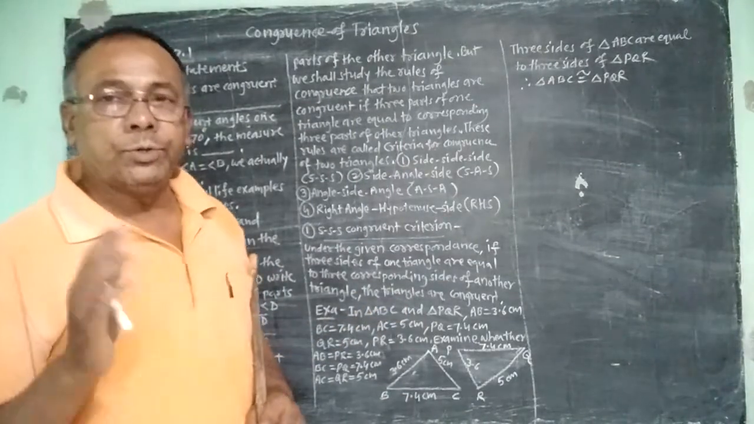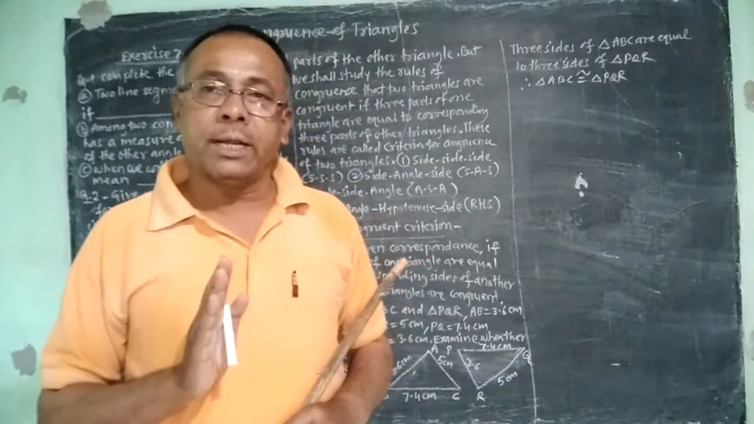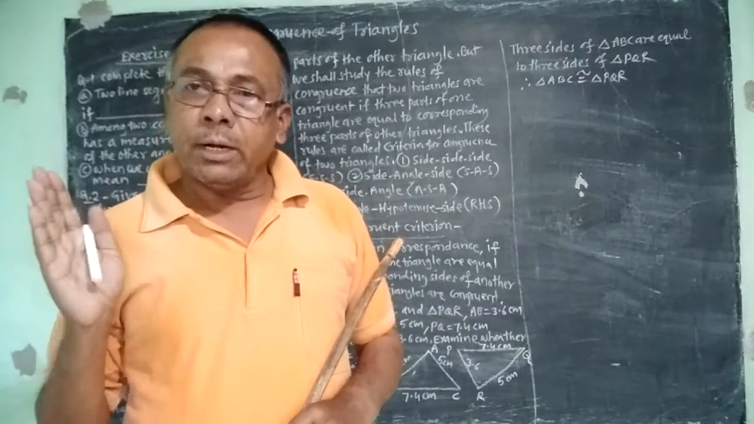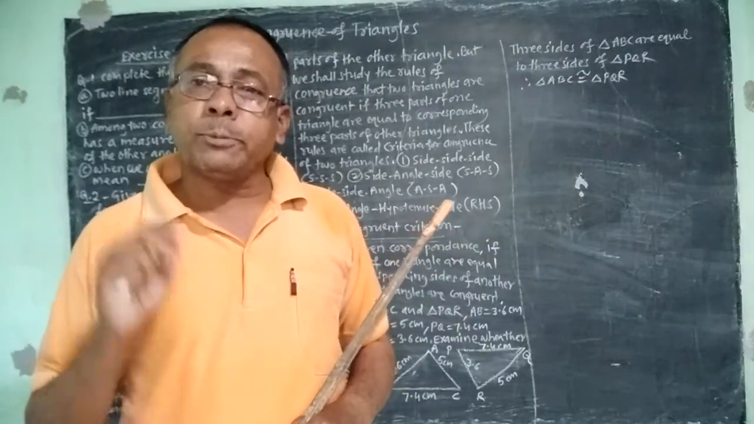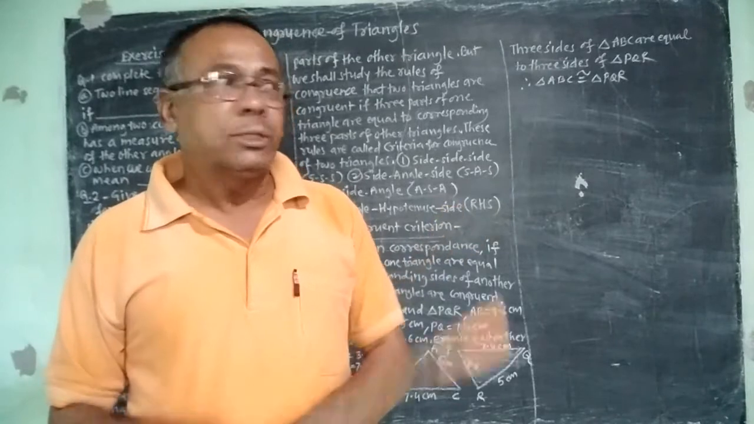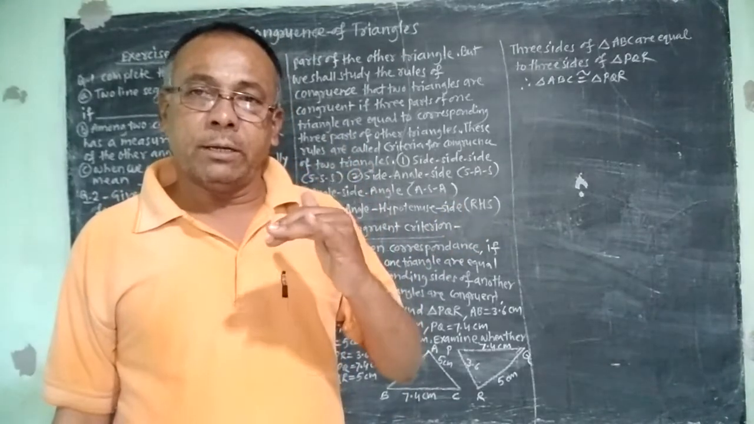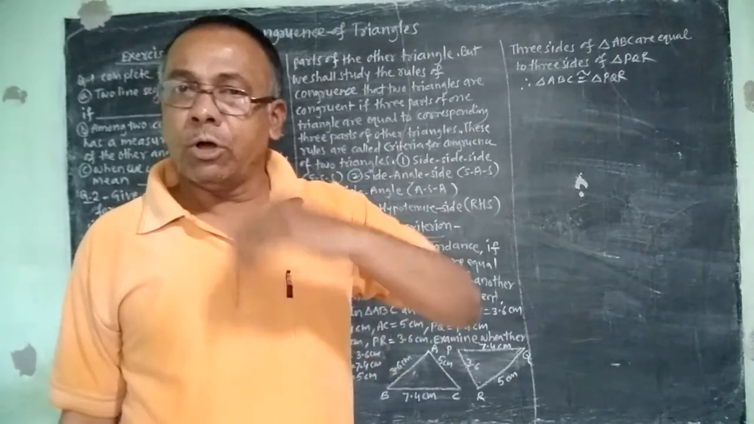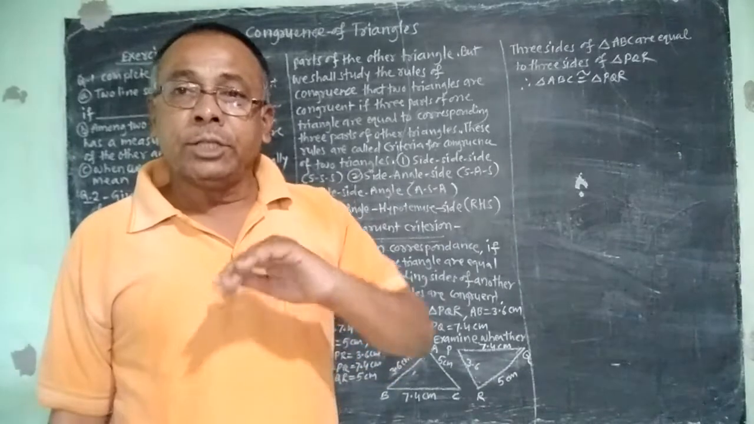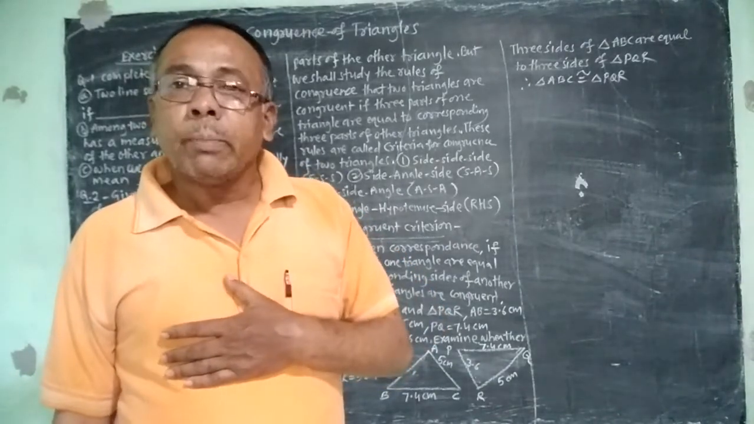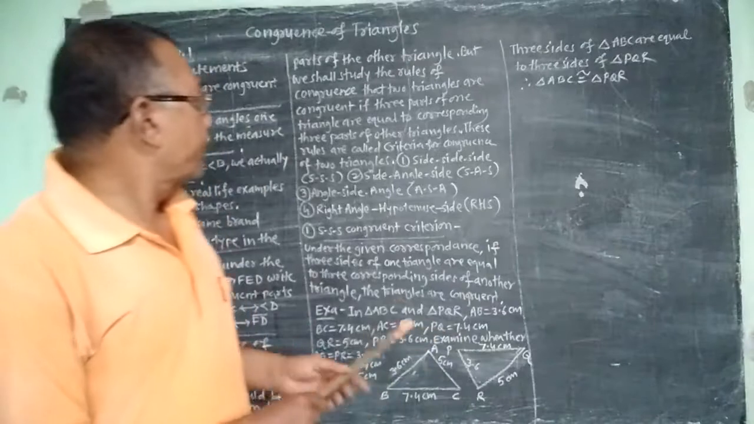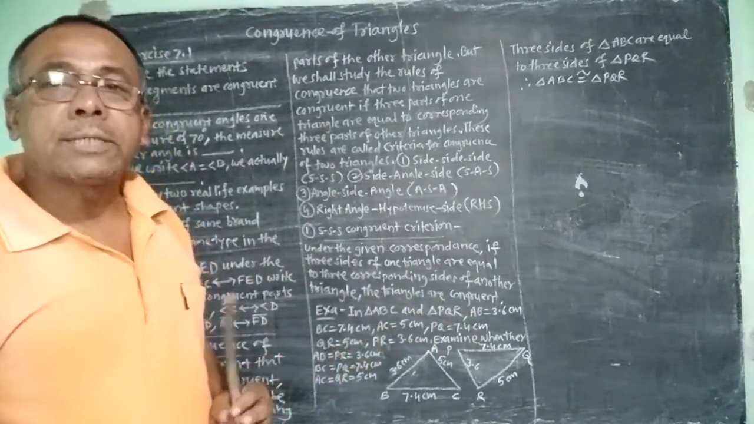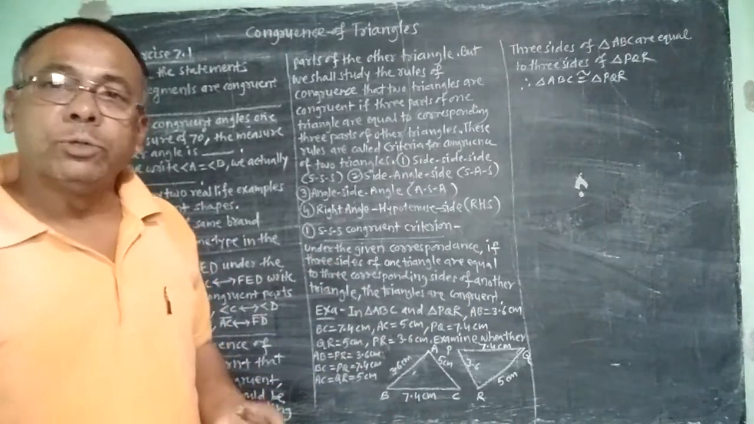Means we know that 6 parts of one triangle must be equal to the corresponding 6 parts of the other triangle, but instead of 6 parts, we have to consider 3 specific parts of one triangle which are equal to the corresponding 3 parts of the other triangle. Then the two triangles will be congruent, and these rules are known as criteria for the congruency of the two triangles.